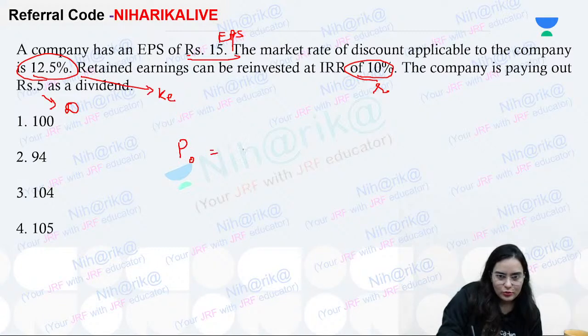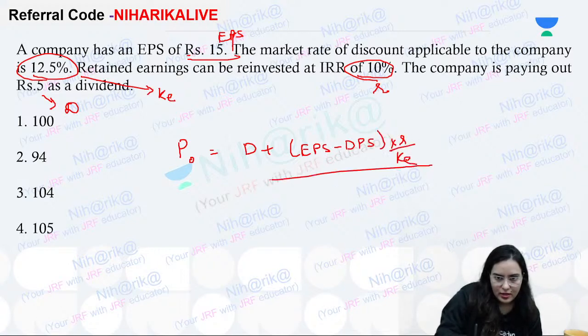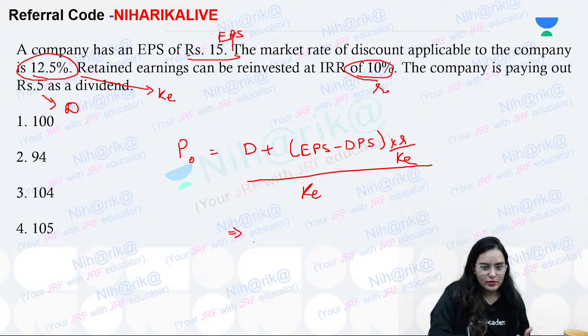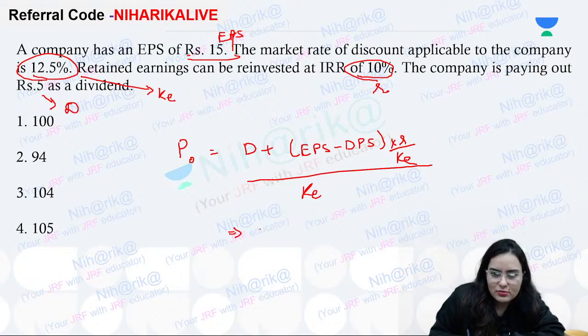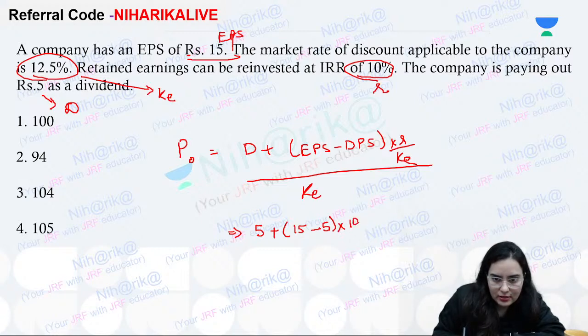P0 is equal to what? D plus EPS minus DPS into R upon KE, whole upon KE. Come on, let's solve. Let me see who will give the correct answer first. D is given as 5. EPS is given as 15. Minus DPS, 5, into R. What is R? 10 upon 12.5. Okay, great. Whole upon 12.5.